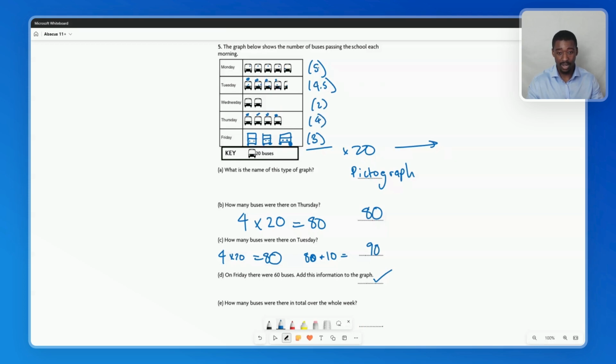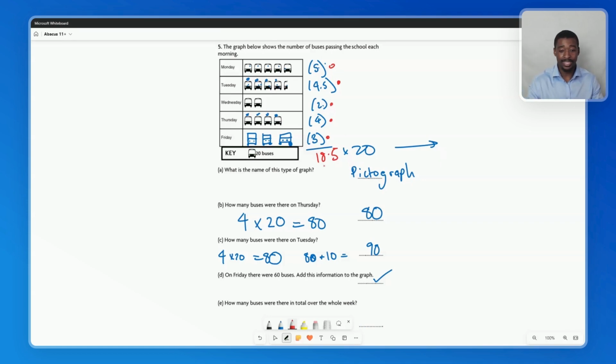Adding these up, we have 5 plus 2. We'll come back to this one later. So 5, let's put it in red. 5 plus 2, which is 7, plus 4, which is 11, plus 3, which is 14. And then we have 14 plus 4.5, which is 18.5. So 18.5 times 20 should give us the total number of buses over the whole week, Monday to Friday.